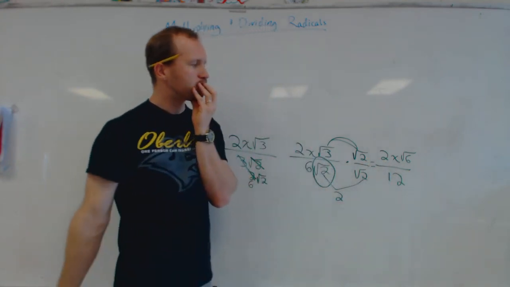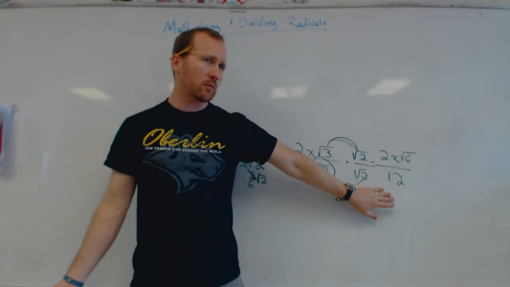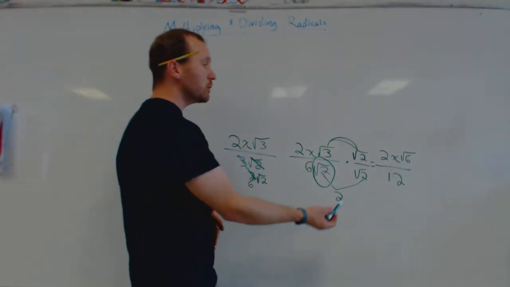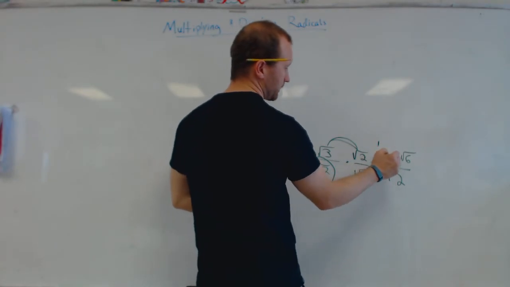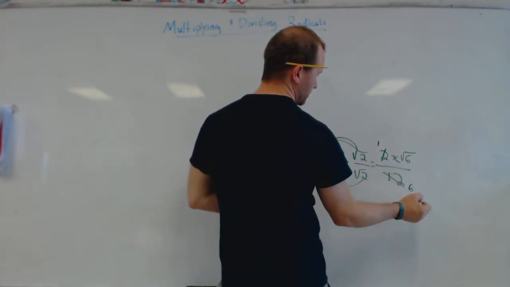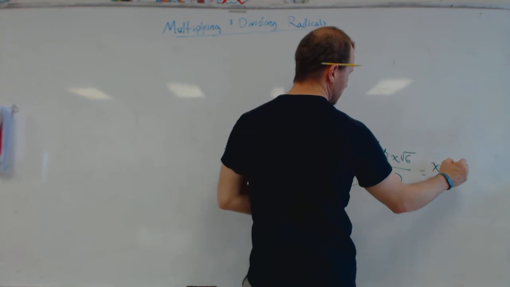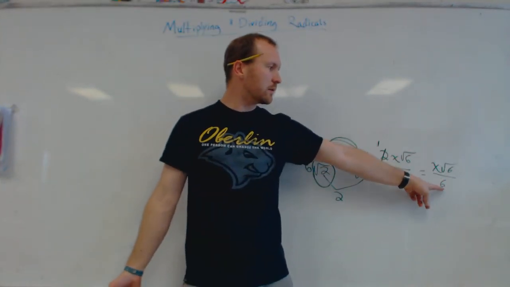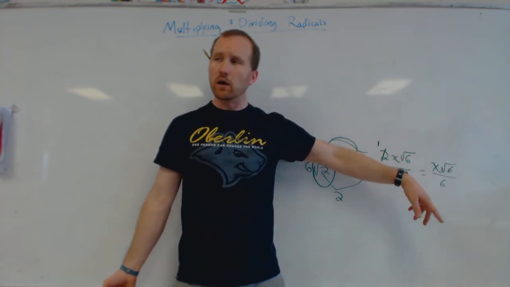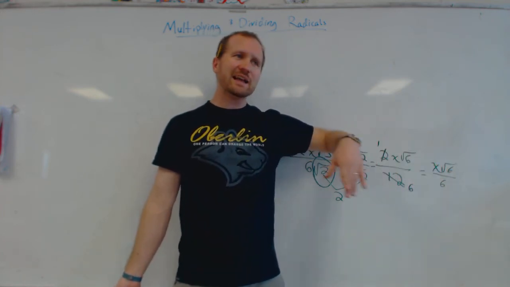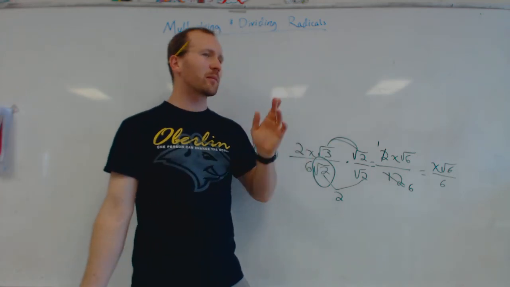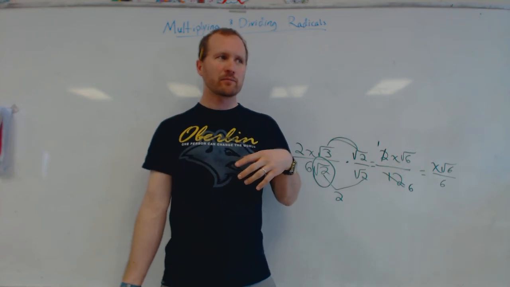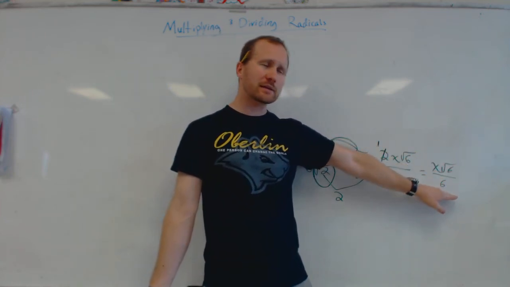Am I done? I don't have a square root in the bottom anymore, so I'm done. But there's a 2 and a 12 that can cancel. 12 divided by 2 is 6. So I've got x times the square root of 6 over 6. Can I cancel the 6 and the 6 now? No. Because remember, the square root of 6 is not 6. The square root of 6 is whatever weird number I couldn't figure out how to store in the calculator's memory. It was like 2 point something. 2 point something does not cancel with 6.